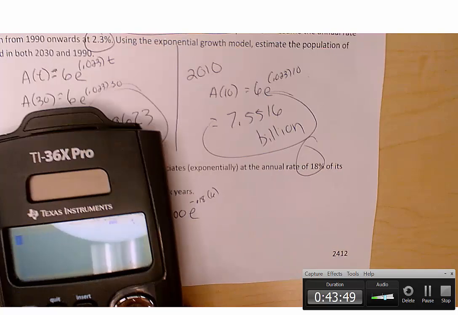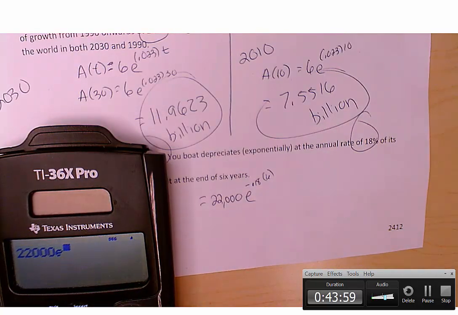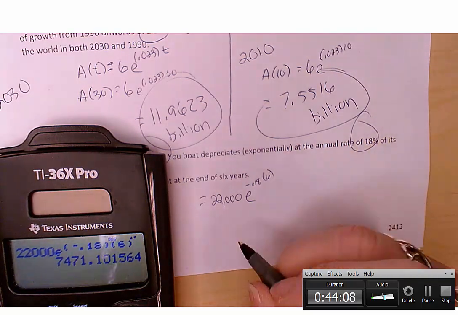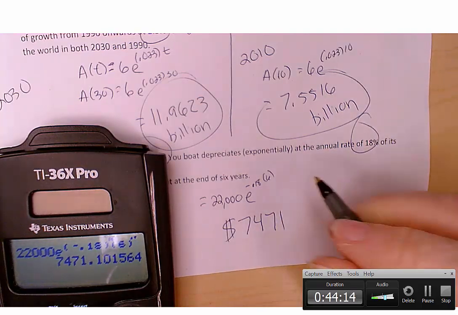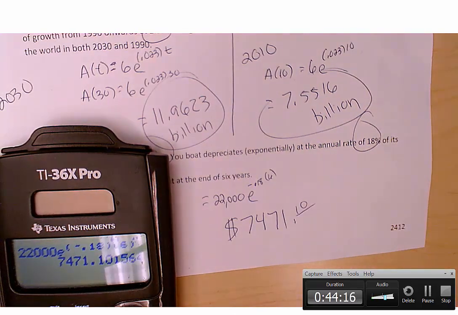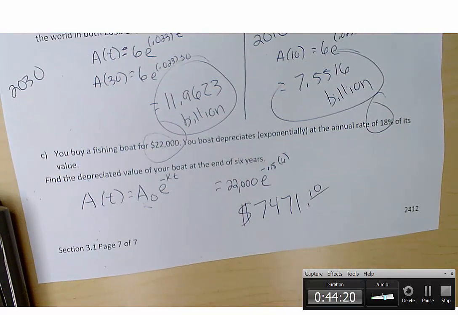So we can throw this straight into the calculator here. 22,000 times e raised to the negative 0.18 times that 6 years is going to give us $7,471.10. So that went down pretty drastically there.